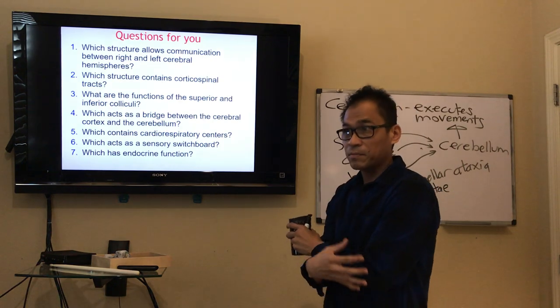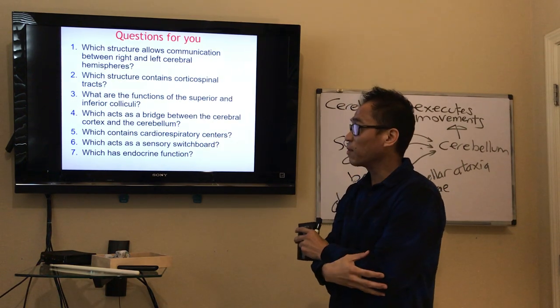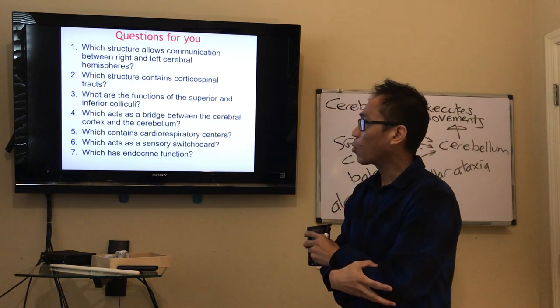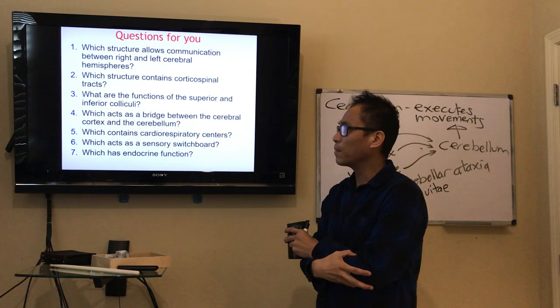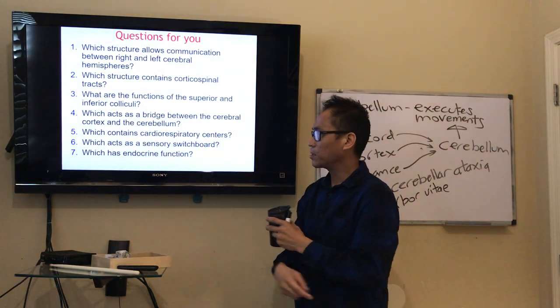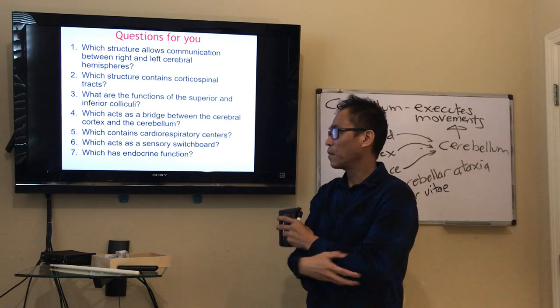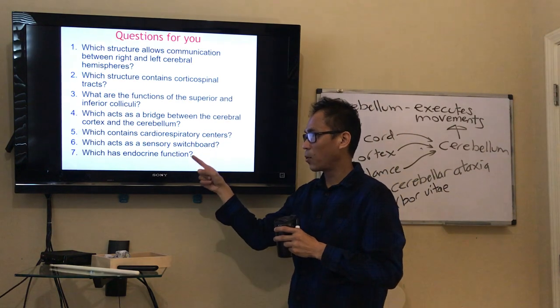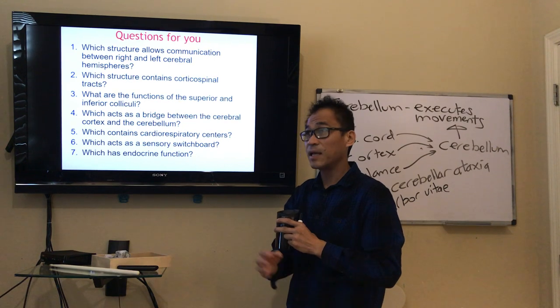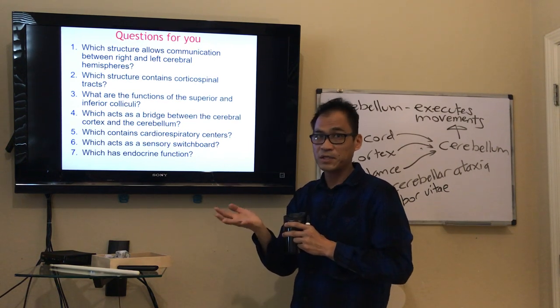Inferior colliculi like auditory relays like the startle reflex. The bridge between the cerebral cortex and cerebellum is the pons. The medulla primarily contains the cardiorespiratory centers. The thalamus acts as a sensory switchboard, and it's the hypothalamus that has the endocrine function because it controls the pituitary.